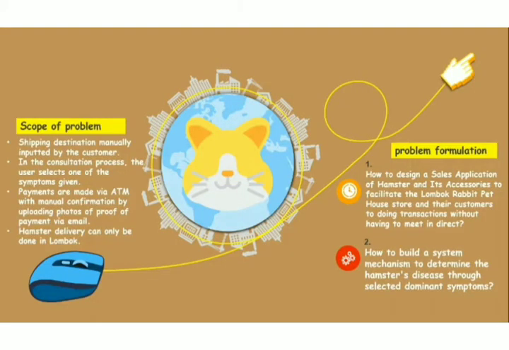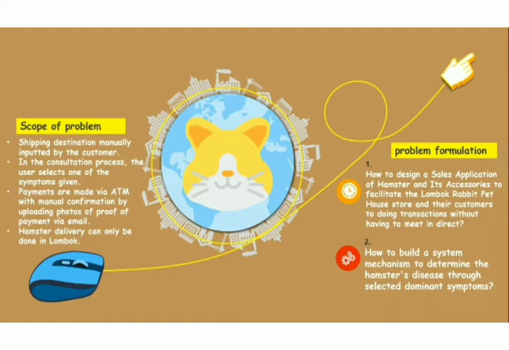Next, the scope of problem. The scope of problem in this study are shipping destination manually inputted by customer, and then in the consultation process, the user selects one of the symptoms given, and then payments are made via ATM, and then the customer does the manual confirmation by uploading a photo of proof of payment via email. And the last is hamster delivery can only be done in Lombok Island.